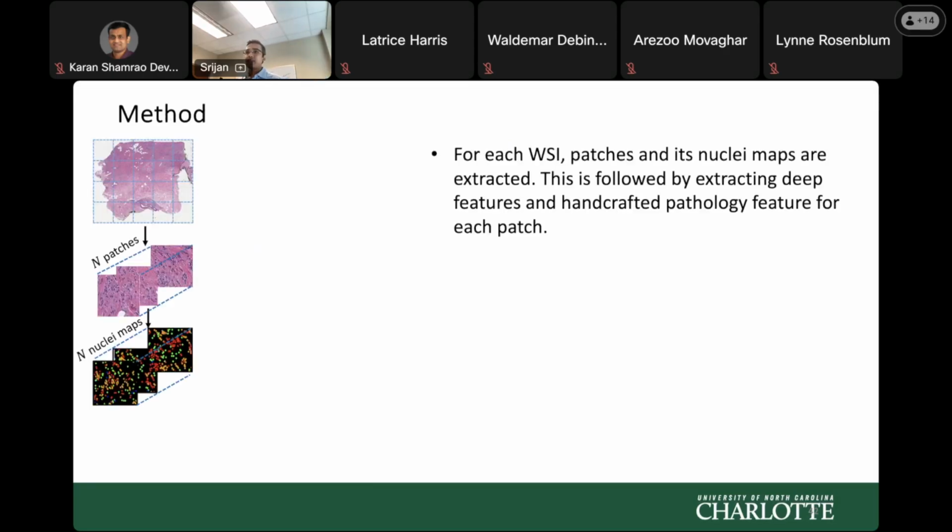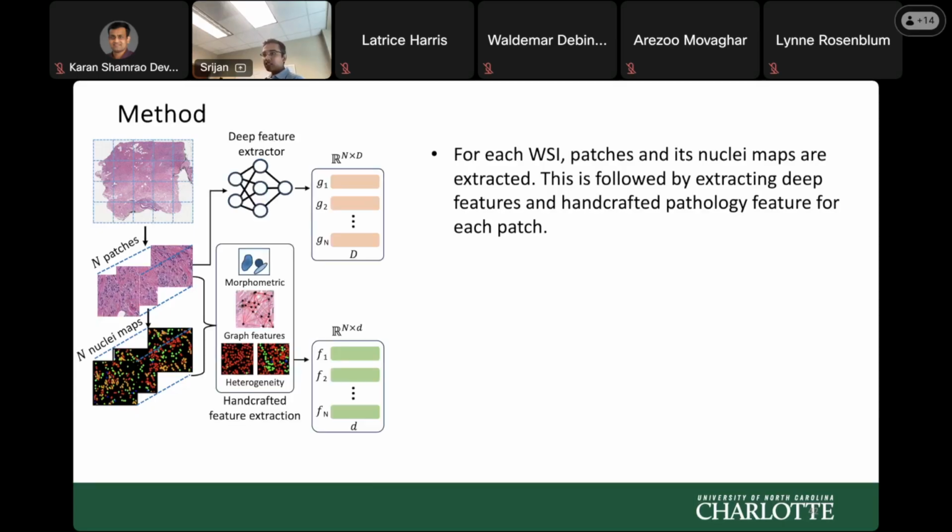Take your WSI and decompose it into patches. For each patch, get the nuclei maps. It's very easy to get. You can use something like HoVer-Net, which is pre-trained on the PanNuke dataset, and you can get these kinds of nuclei maps. From these nuclei maps, you can get handcrafted features. These handcrafted features can be morphometric properties, or spatial distribution properties.